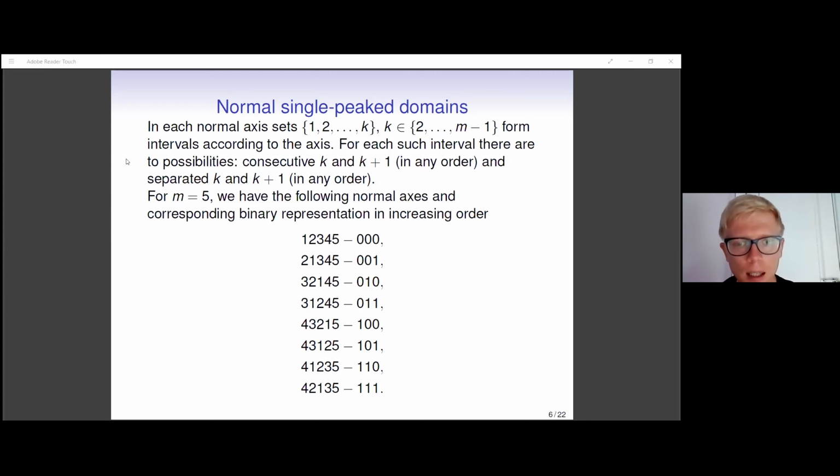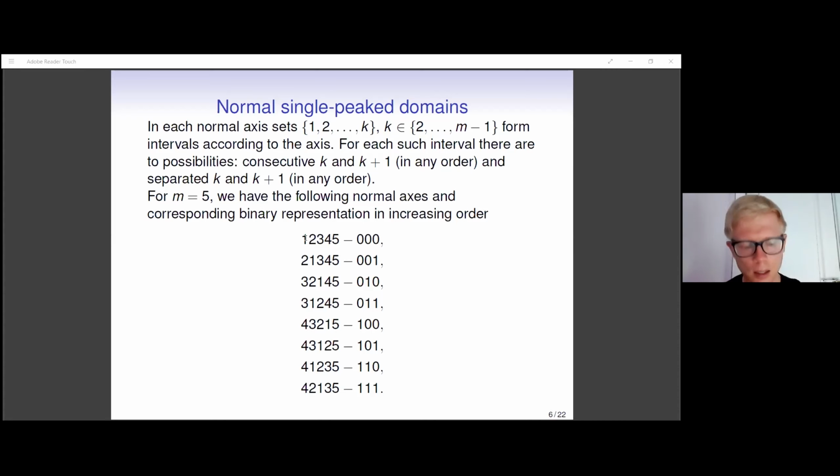And there are 2 to the power of m minus 2 normal preference domains, SinglePeaked domains and normal axes. And here I present a special order of these axes. So in each normal axis, sets 1 to k form intervals according to the axis. So we know that order 1, 2, 3, 4, ..., m belongs to this domain.